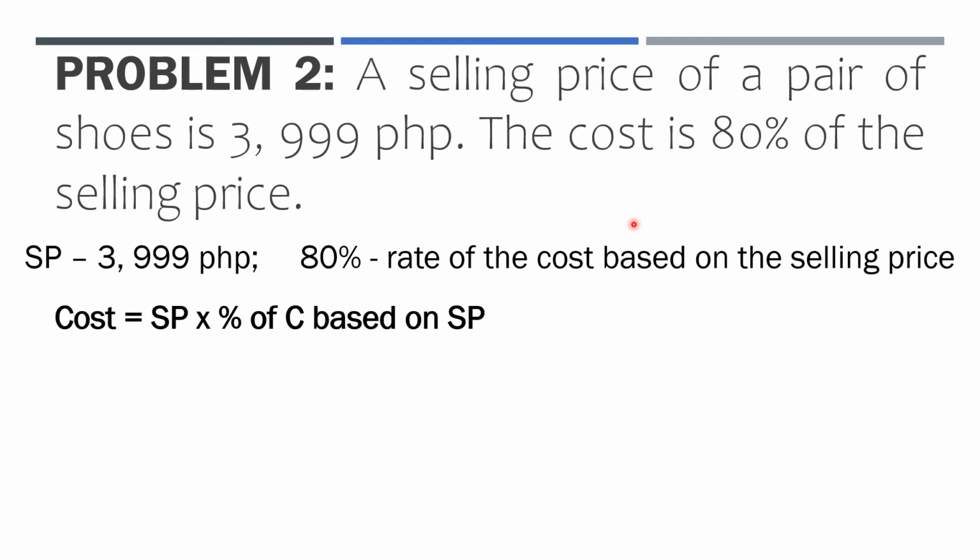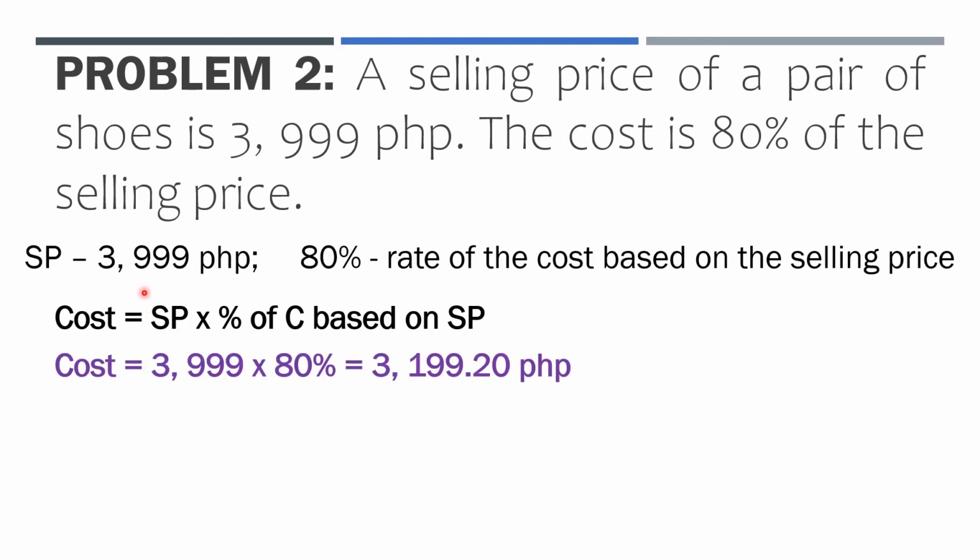And now, ang una natin gagawin is to find the value of the cost. And here is the formula I am using. Cost is equal to selling price times the rate of cost based on selling price. And then let's just substitute the given values. Selling price is 3,999 times the rate, which is 80%. 3,999 times 80% is equal to 3,199 pesos and 20 centavos. So, ito na yung ating cost. This is the price. Ito yung presyo ng product, ng pair of shoes from the supplier.